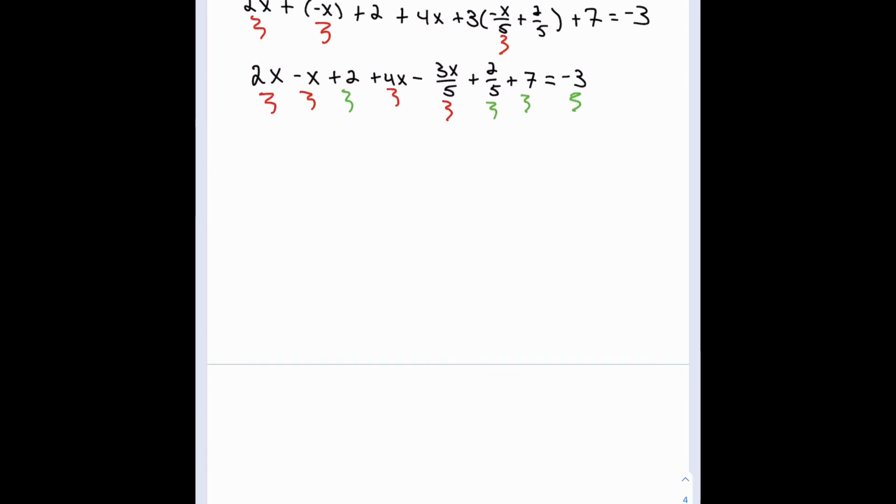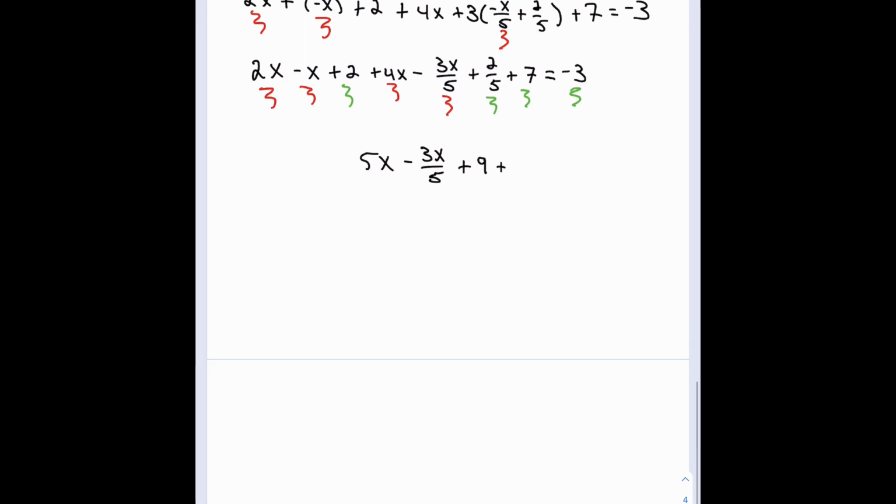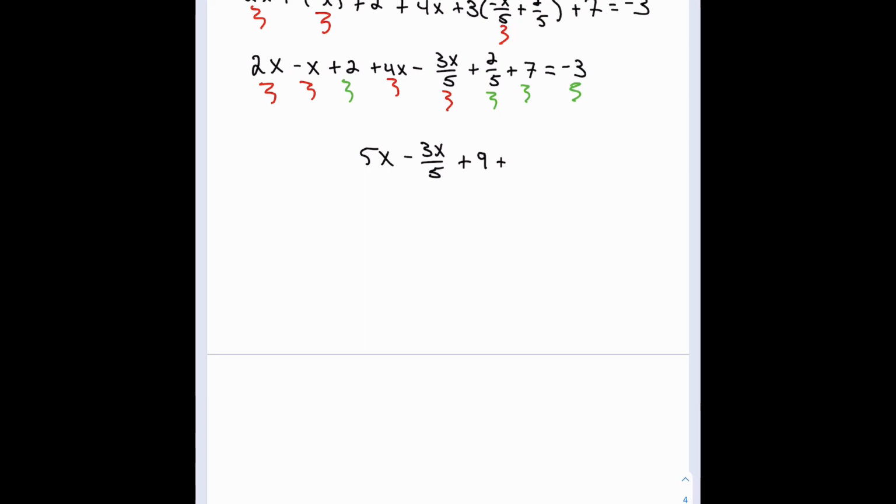So 2x minus x is just an x plus 4x. That gives us 5x. Then we still have this minus 3x over 5. And then we see that 2 plus 7 is 9. And then we have to add 2/5 to that. 9 plus, and this should be a 6/5 because we distributed that 3. So this should be a 6/5. 9 plus 6 over 5 equals negative 3. Okay. Now I'm going to subtract this to that side.